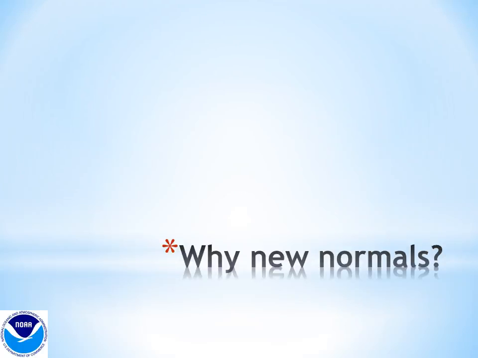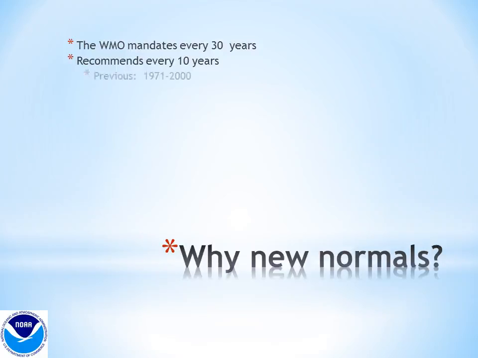The World Meteorological Organization mandates that all countries calculate new climate normals every 30 years for a 30-year period. They recommend that all countries recalculate normals every 10 years, which is what NCDC does. The previous 30-year period covered the dates 1971 to 2000. The new normals include the dates 1981 to 2010.